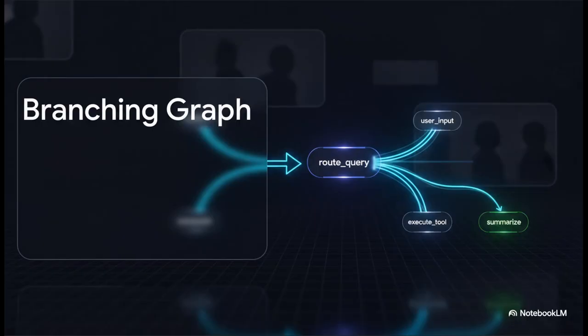But of course, things rarely stay that simple. When workflows scale up, this simple loop evolves into a much more realistic branching graph. Imagine a user input flowing into a route query action, which then dynamically directs the flow to either answering the prompt, executing a specific tool, or summarizing the data. This is what a true autonomous decision-making tree looks like.